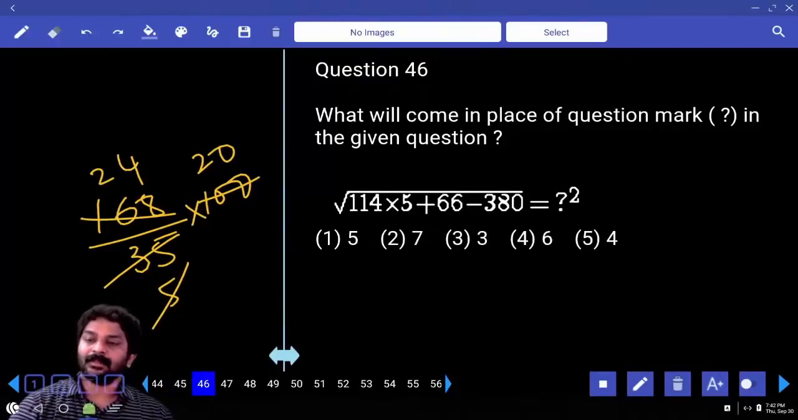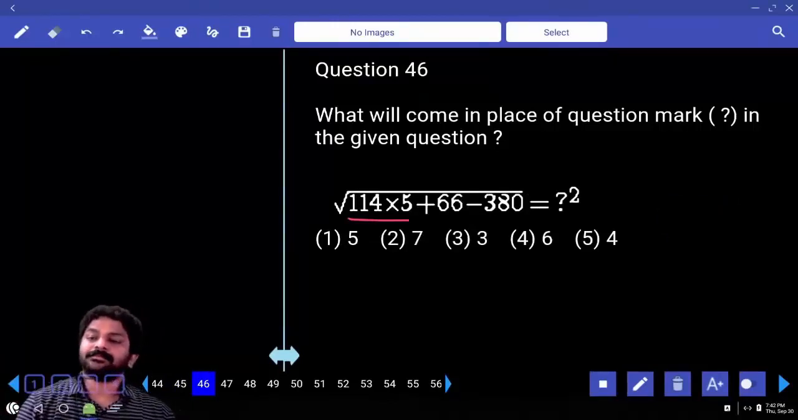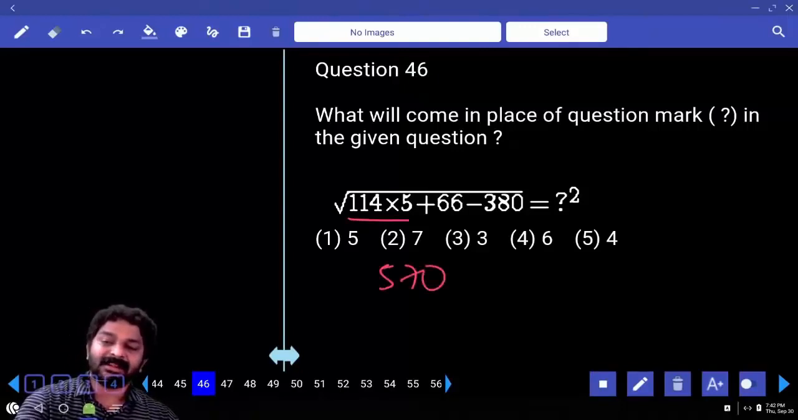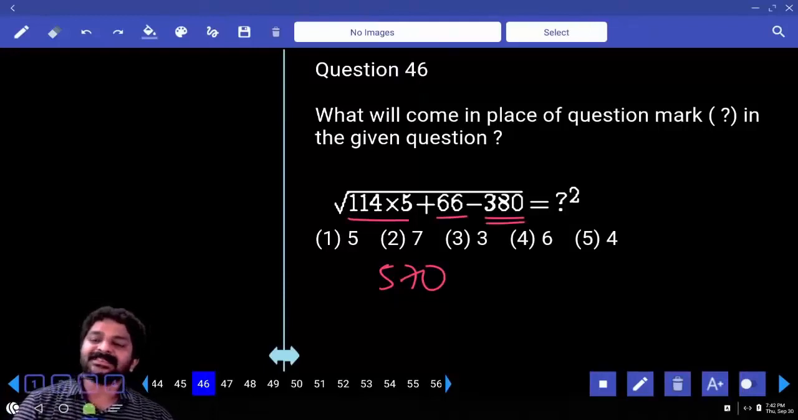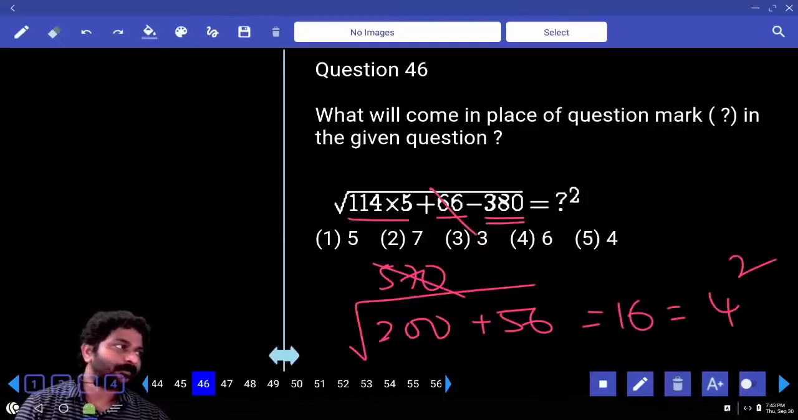Next. 114 5 times, 570. Now from that we have a negative number 380 only. First subtract 370 here. How much is left? 200. And 10 more subtract it from 66. How much will be there? 56. Under root of 256. 16 is which number square? Fifth option answer.